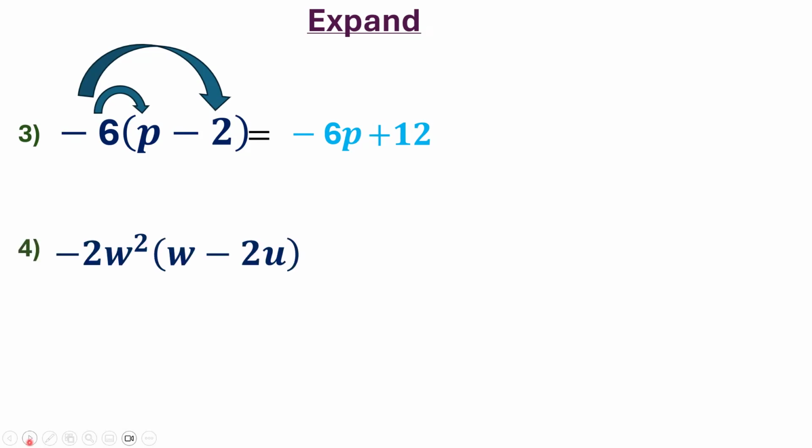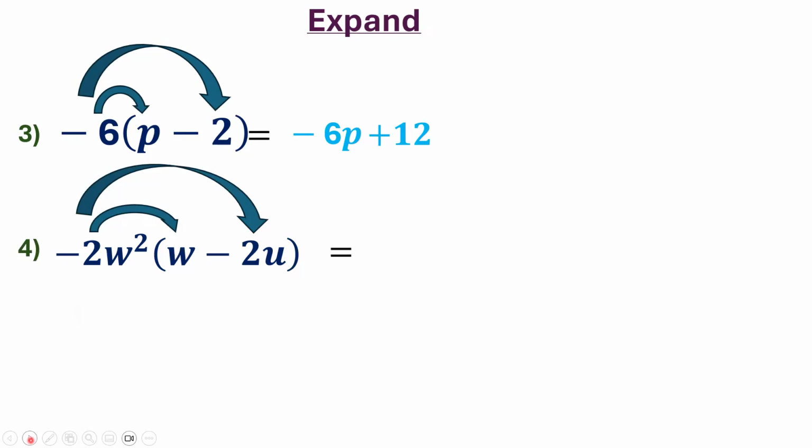Question number 4, a little bit more challenging than the previous one. I will multiply here negative 2w to the power of 2 by the whole bracket, by first multiplying the negative 2w squared by w and then the negative 2w squared by negative 2u. Take care about your signs.